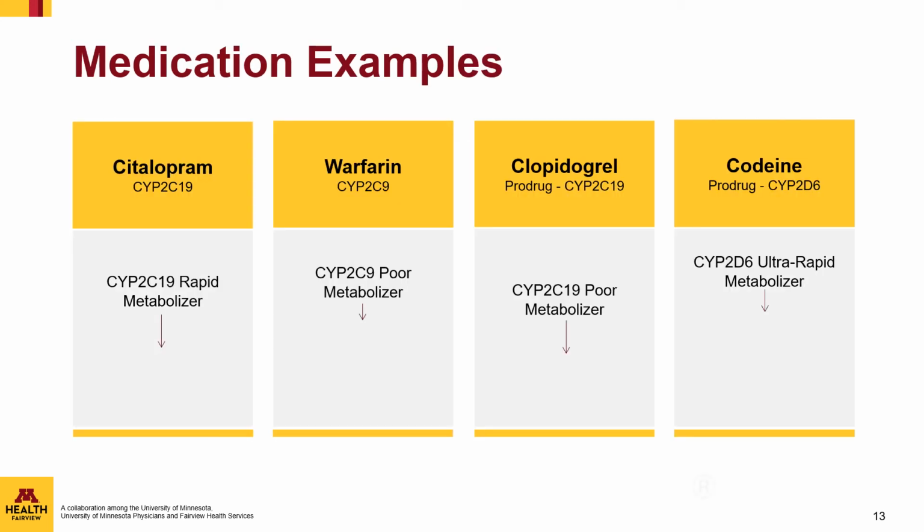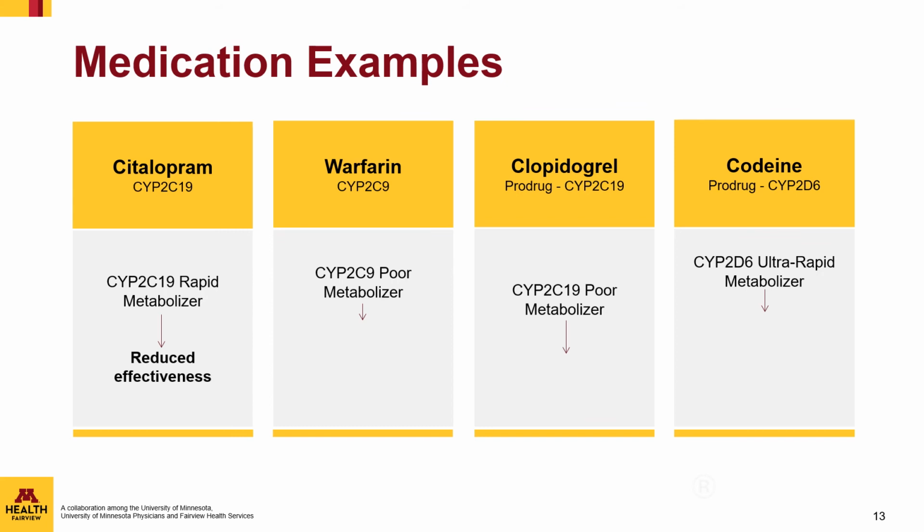Let's go through a couple of examples. Citalopram is an antidepressant that is primarily metabolized by CYP2C19. If a patient was classified as a CYP2C19 rapid metabolizer, you would expect that the drug would be metabolized to inactive metabolites more quickly than in a normal metabolizer. Therefore, the patient is likely to experience reduced effectiveness and may require a higher dose than normal metabolizers in order to experience similar clinical benefit. If other antidepressants had more favorable pharmacogenomic profiles for this patient, it may be better to select an alternate agent.